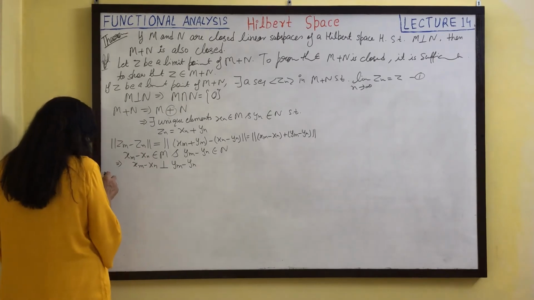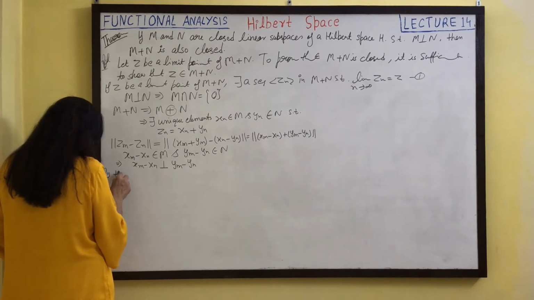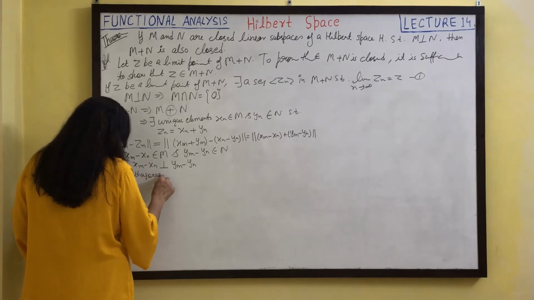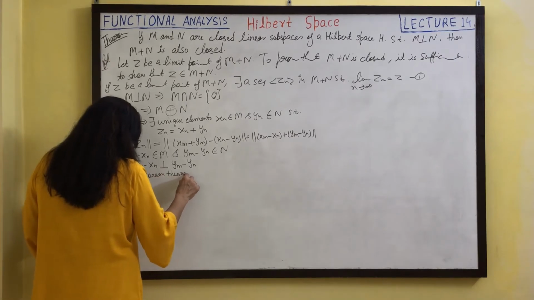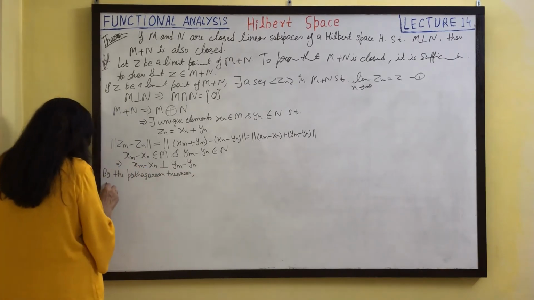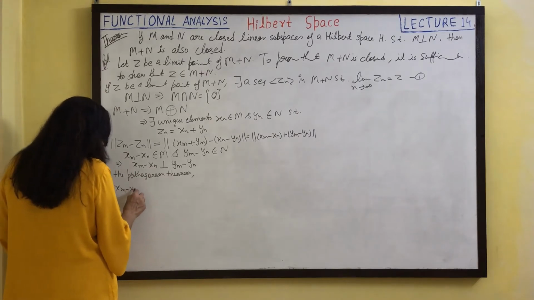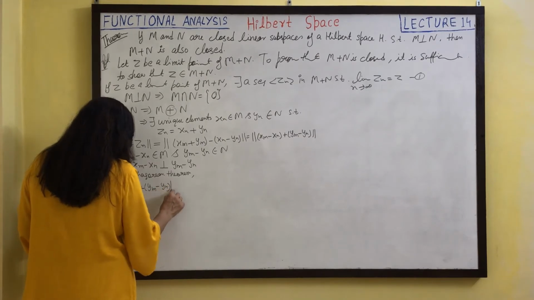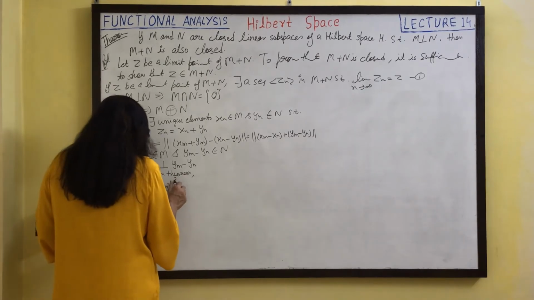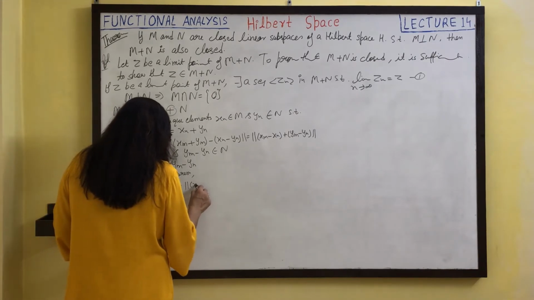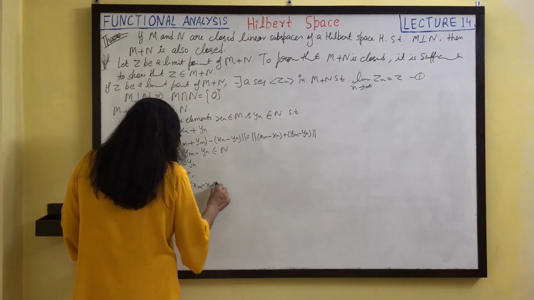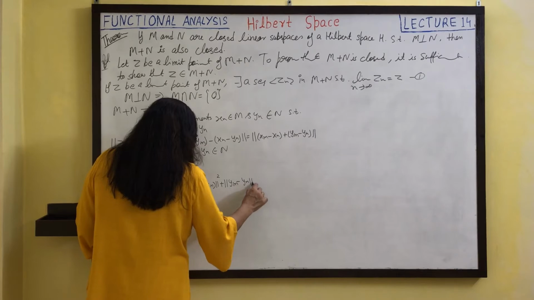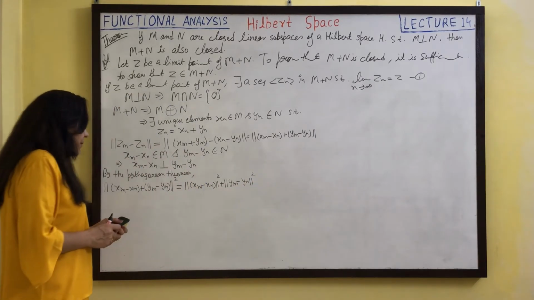Now by the Pythagorean theorem, we have norm of xm minus xn plus ym minus yn, squared, is equal to norm xm minus xn squared plus norm ym minus yn squared. Right?